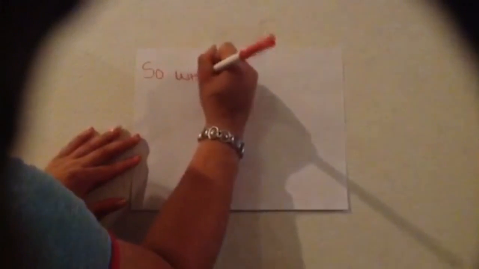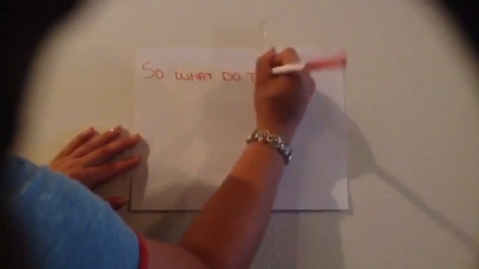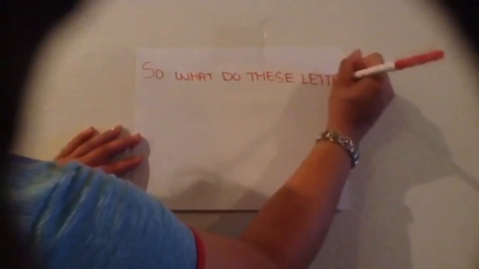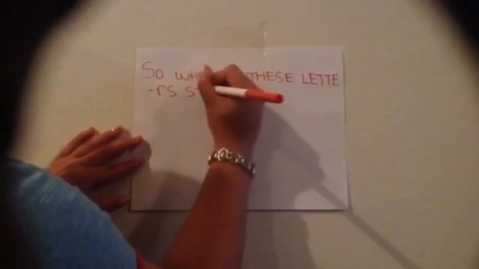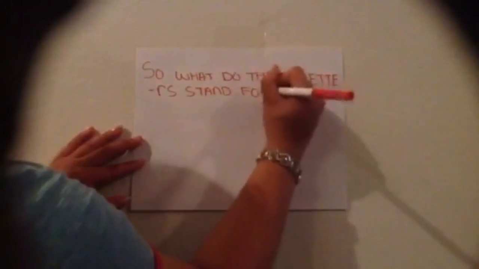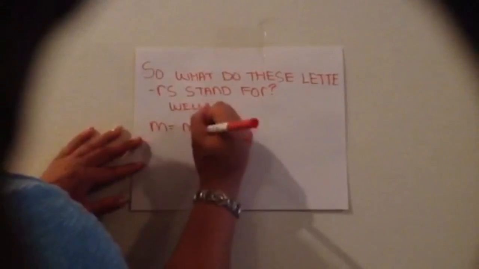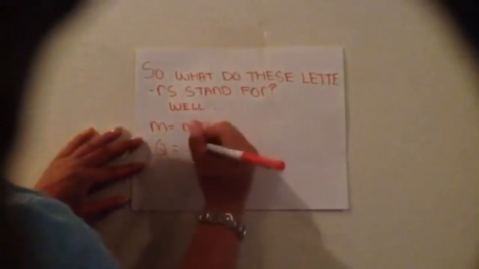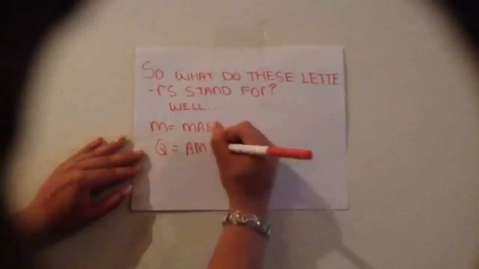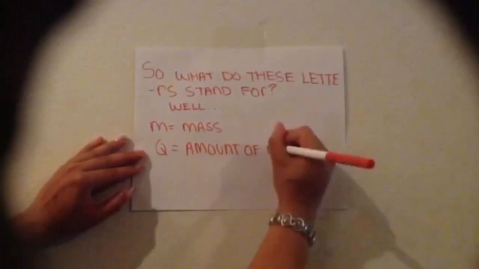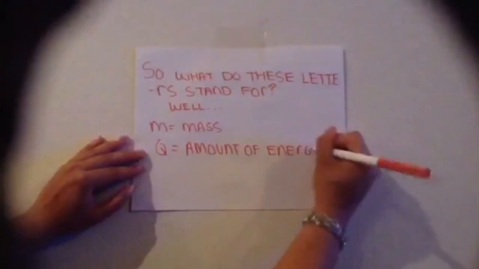So now it's time to find out what these letters mean. These variables are important and can be found in the problem, and you're going to need these to use your equation. M is equal to mass, and the mass is the weight of the liquid. Q is equal to energy in joules. Joules is the common measurable factor for energy.